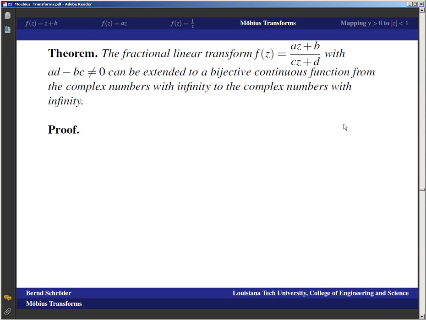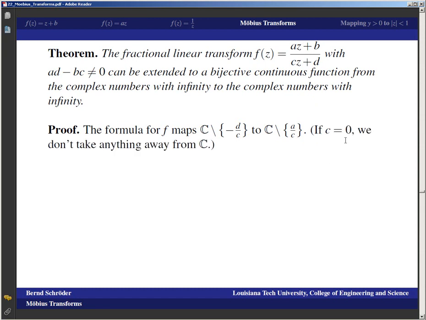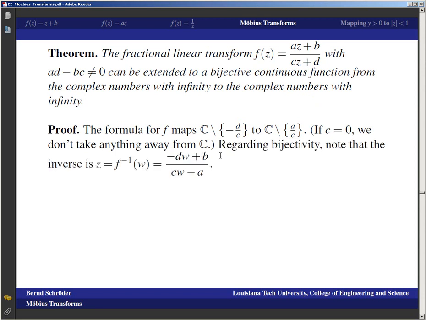And let's see, how do we do this? We're going to show that this thing has an inverse, right? So the formula for f maps C without the one place where it's not defined, namely negative d over c, that's where the denominator is not defined, to the complex numbers without a over c, which is the limit as z goes to infinity, and it can be shown that that value is not assumed. And if c is equal to 0, we just don't take anything away from the complex numbers.